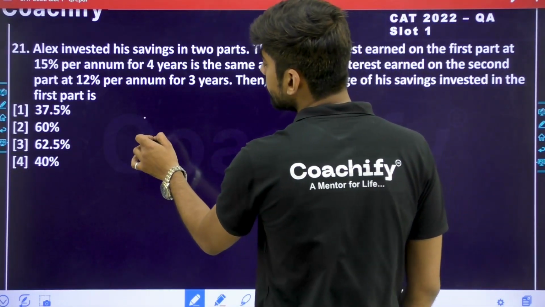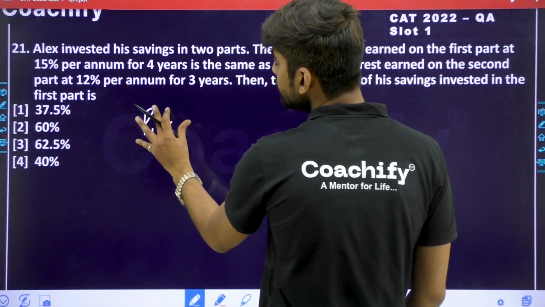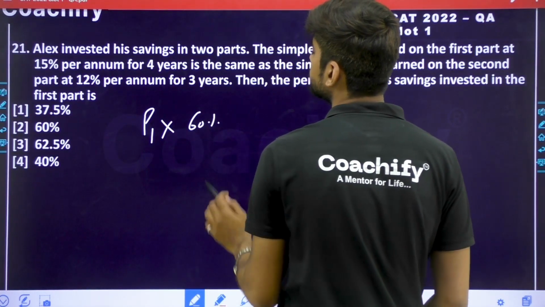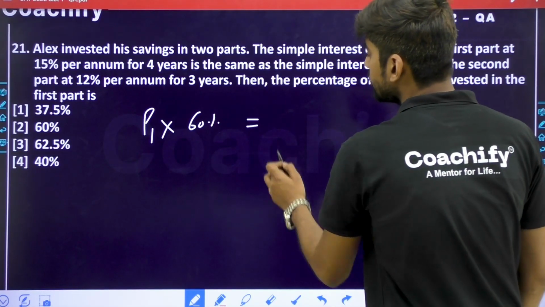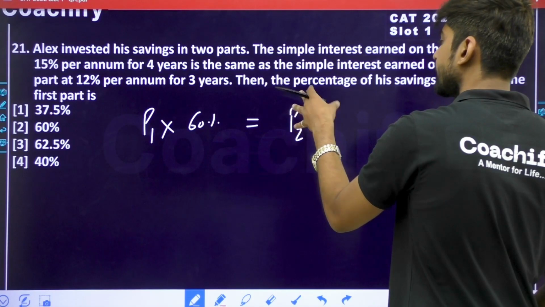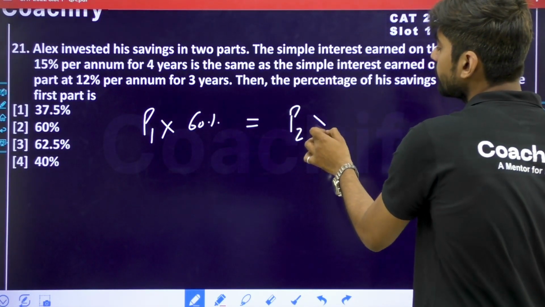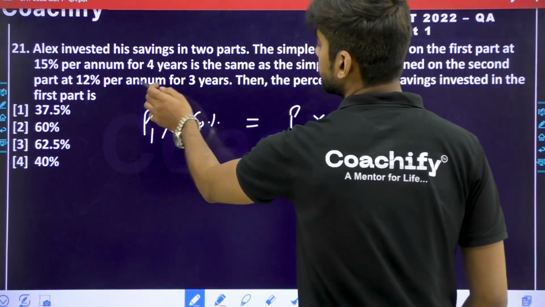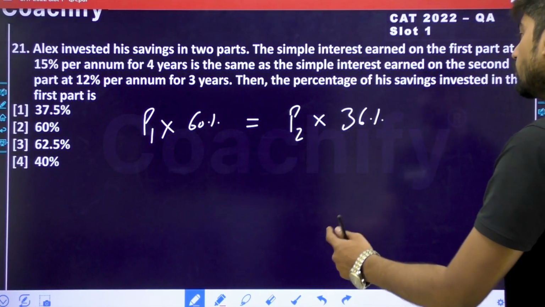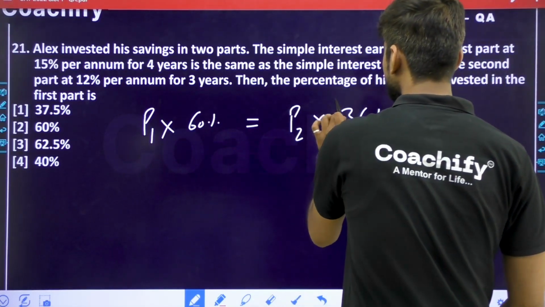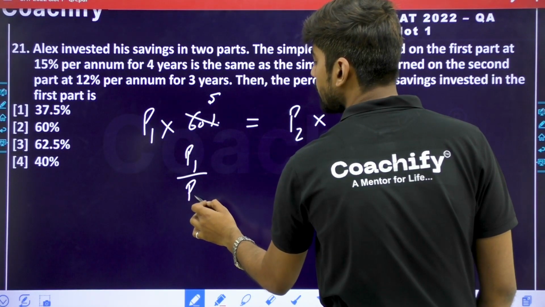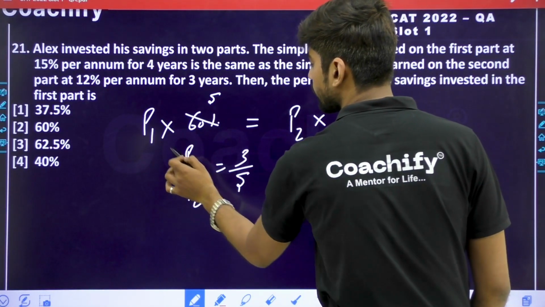Let's say the first part is P1, and the return we are getting from the first part is 60% for 1 year. This is equal to the amount invested in the second part, let's say P2, and the return from here is 12% per annum for 3 years, which is 36% per year for 1 year. Now if we solve this, it comes out as 3 and 5. So the ratio of P1 and P2 is nothing but 3/5.